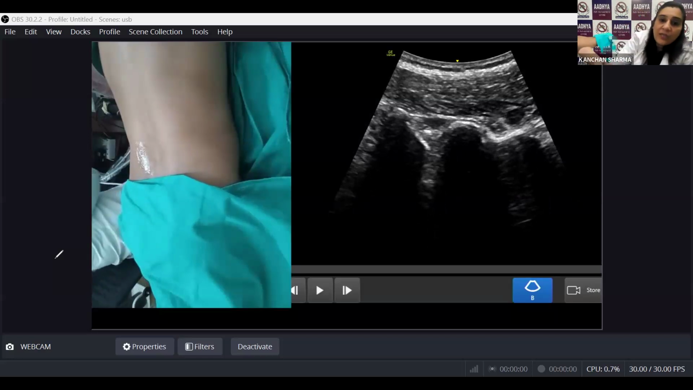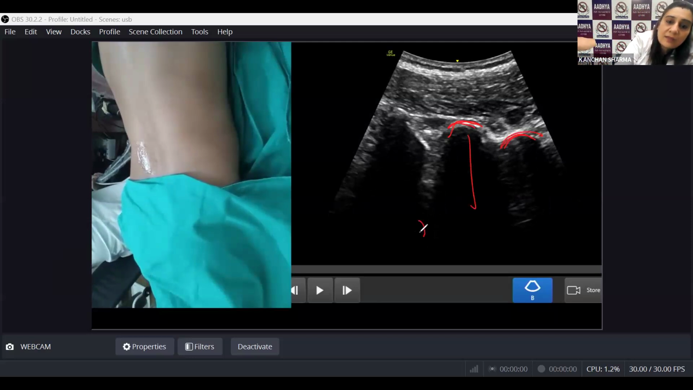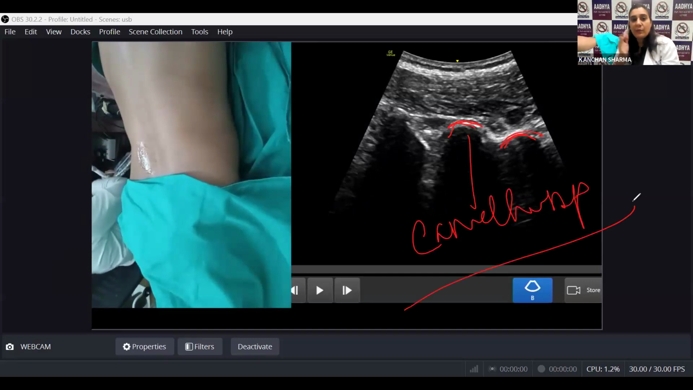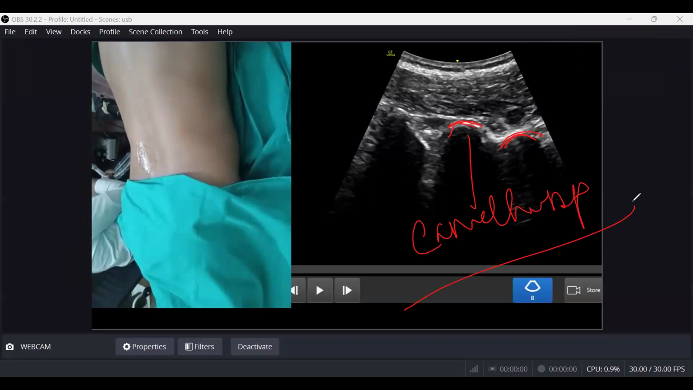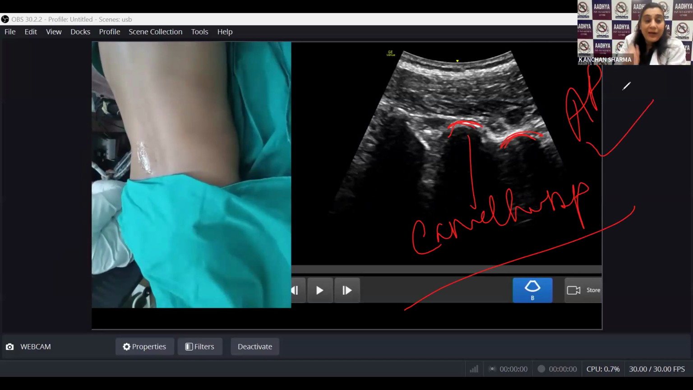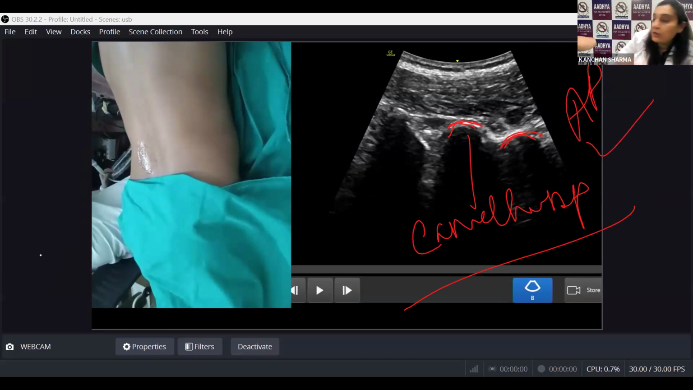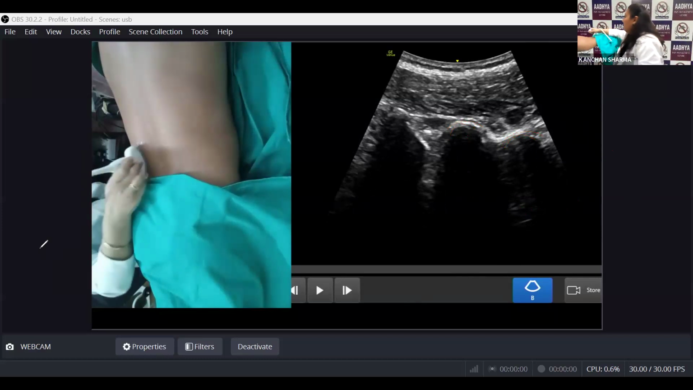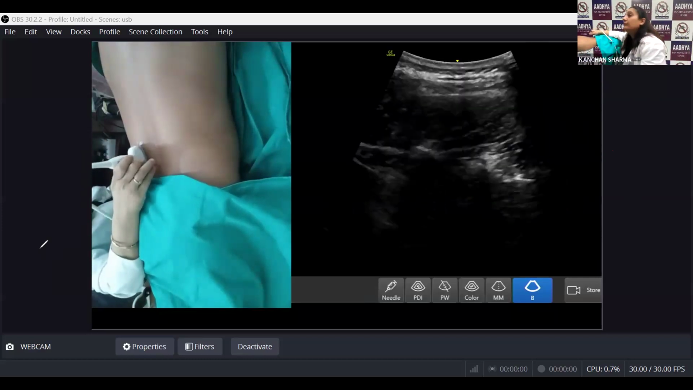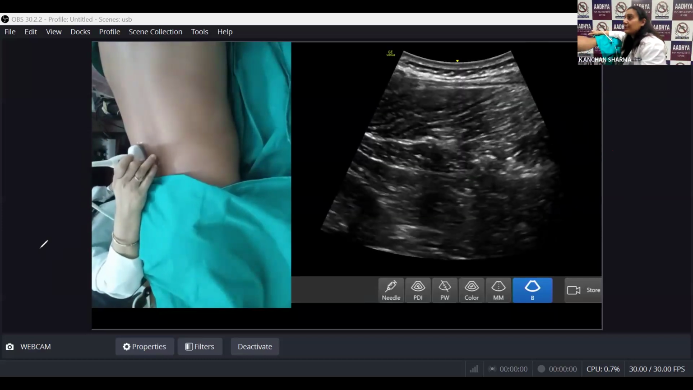Right? So they are appearing like the hump of the camel. So this is camel hump appearance. And where will you get when my probe is over the? Articular pillars. Yes, it is over the articular pillar. So this is camel hump appearance. So from the camel hump, if I am gonna move, again, this is transverse process.